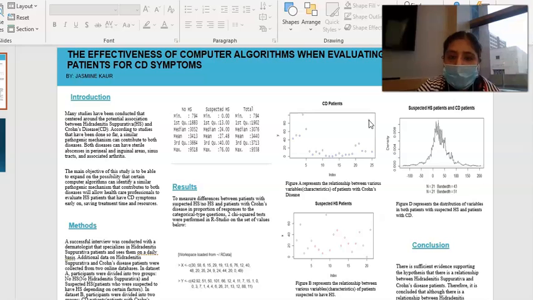Additional data on HS and CD patients were collected from two online databases, which were Figshare and clinicaltrials.gov. The experimental procedure was conducted through R programming software, more specifically RStudio. Both datasets were first formatted through Microsoft Excel and then uploaded to RStudio for further analysis.